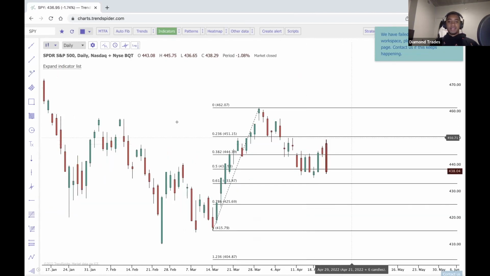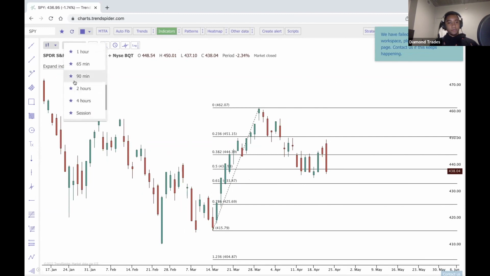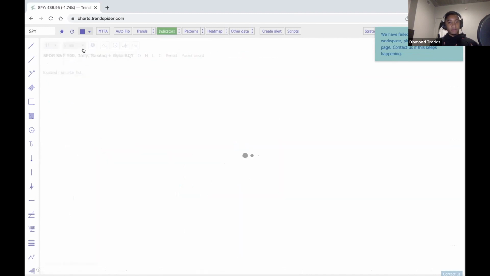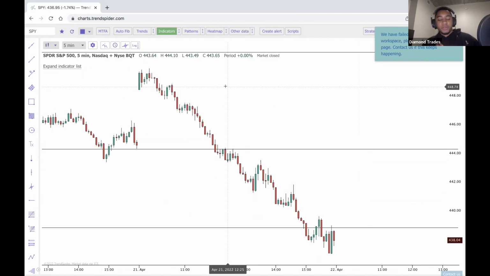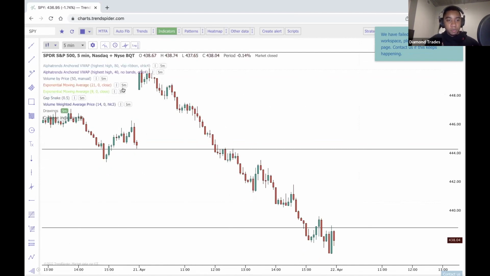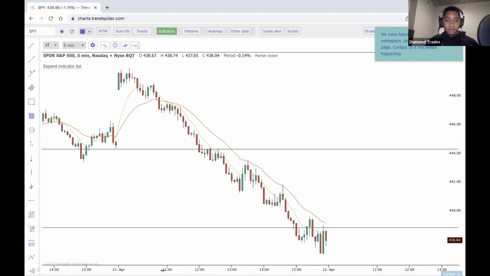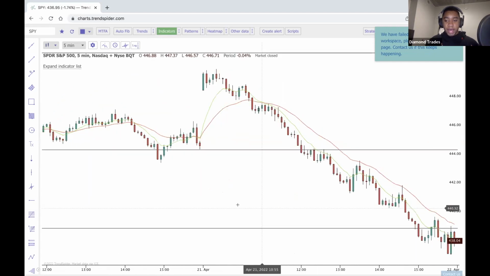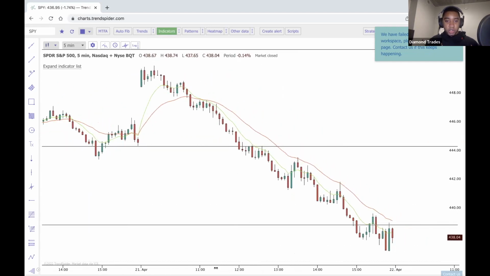And so today, how did that work out for us? I'm going to go to the 5 minute. All right, so this is how we would use these on the 5 minute chart. Earlier in the day, we were both able to get into puts. Did you take SPY? I believe you did. I took SPY. I was in QQQ. But we had a situation where I got short right around here, right on the EMA reject.